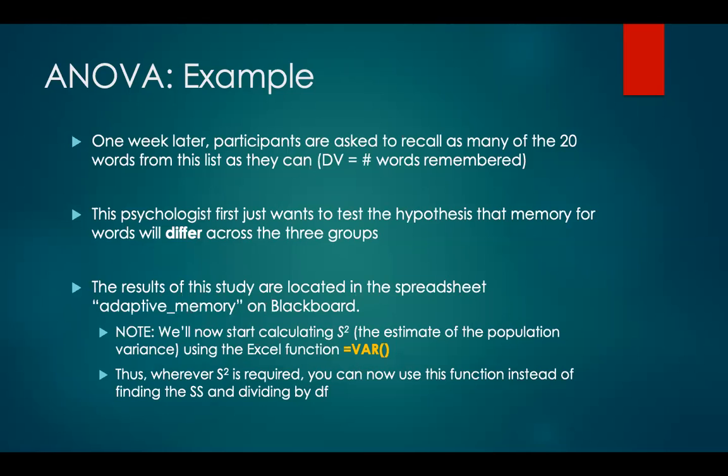And note that we'll start calculating S squared, or the estimation of population variance, using the Excel function equals VAR parentheses. Thus, whenever S squared is required, you can now use this function instead of finding the SS, the sum of squares, and dividing by the degrees of freedom. And this should save you a good deal of time.